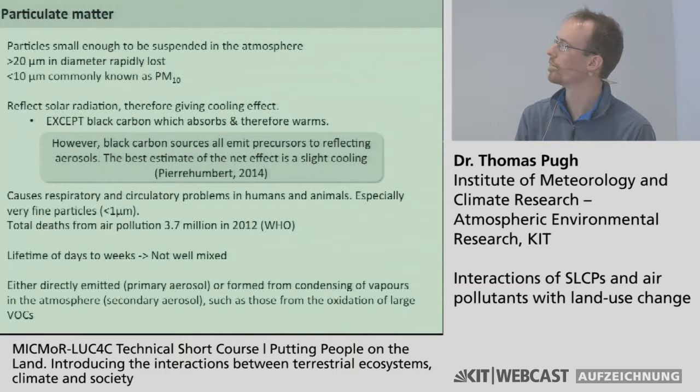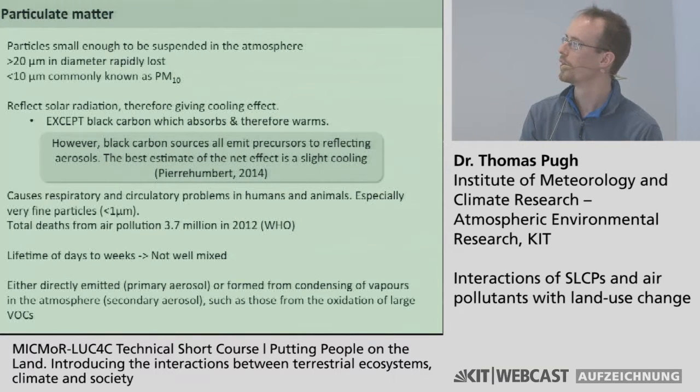Starting off with particulate matter, this is basically any particle small enough to be suspended in the atmosphere. If it's above about 20 micrometers in diameter, then you find it's lost pretty quickly by gravitational settling. The ones less than 10 micrometers have a relatively long lifetime. We generally term them PM10. We're also interested in them because of their health issues, for humans and for animals.